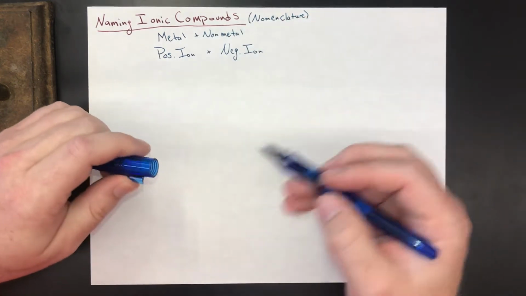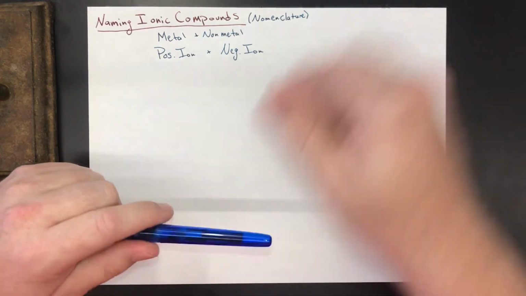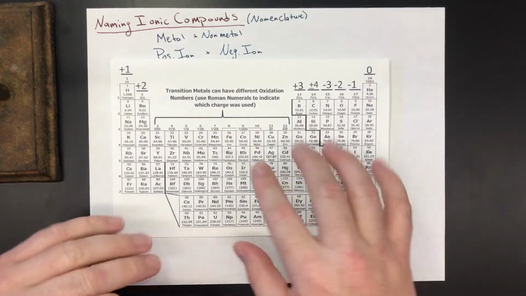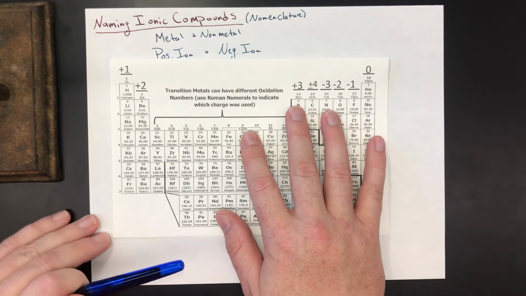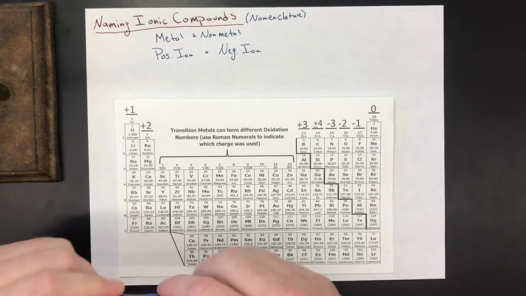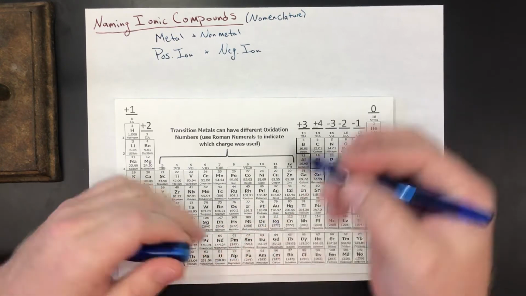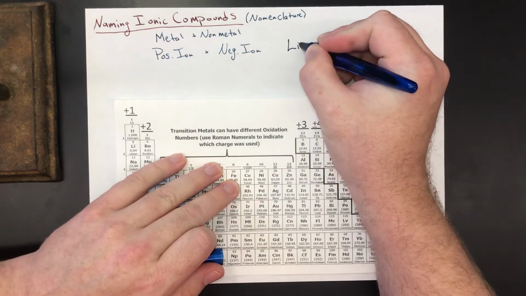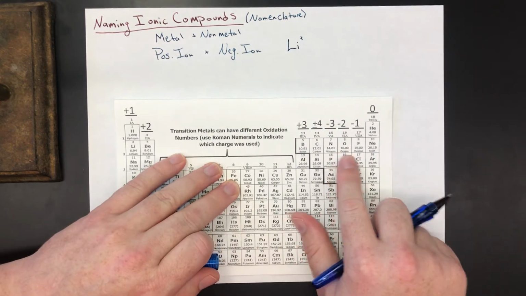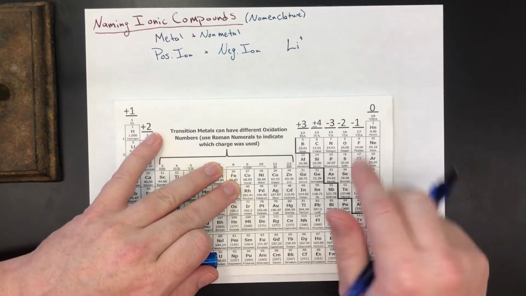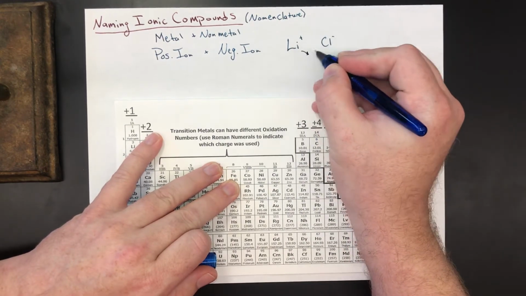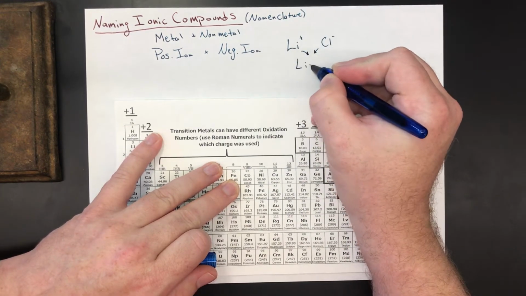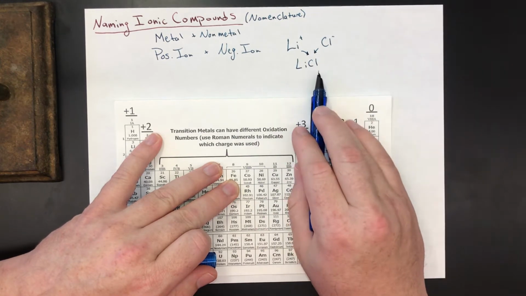Now these don't have to simply be atoms. If it's just an atom or an element off the periodic table, we would call that a monatomic ion. For example, if I had a lithium ion that's +1, and I had a chlorine ion that's -1, these things could come together and form LiCl, lithium chloride. Those would be monatomic ions.